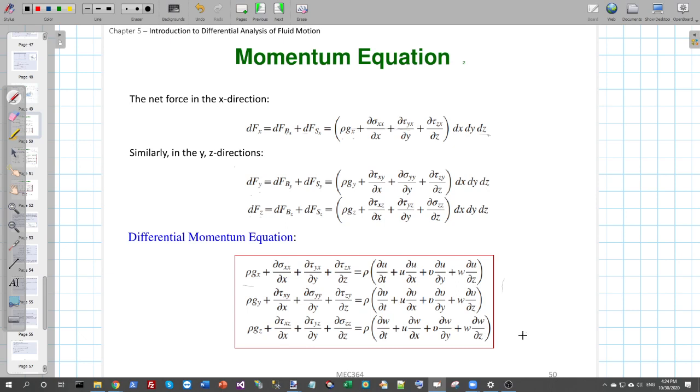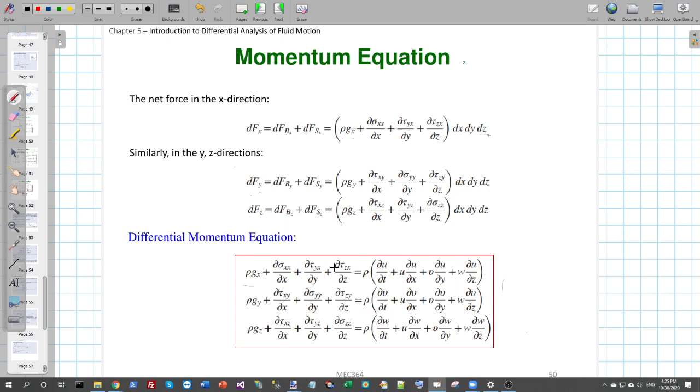Okay, and our next task is to find what these stress terms are: sigma xx, sigma yy, sigma zz, and also tau xy, tau yx, tau yz, tau zy, tau xz, tau zx. We have 3 normal stresses and 6 shear stresses. We need to find what they are. And how to find these stresses will depend on what kind of fluid you have. Remember when we talked about Newtonian fluid and non-Newtonian fluid earlier in chapter 2.